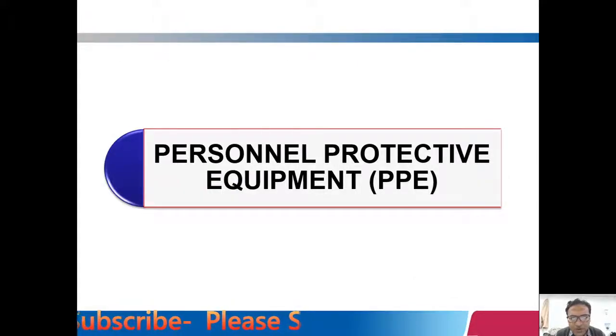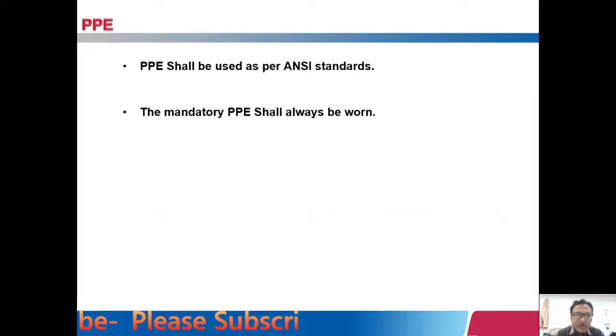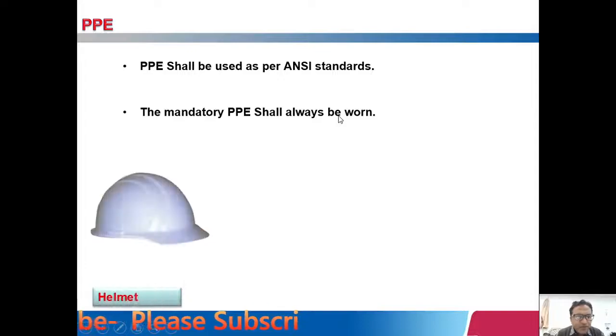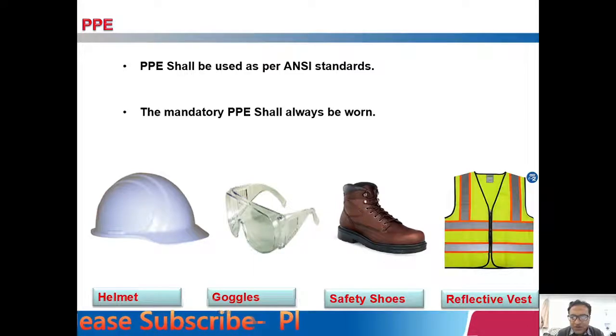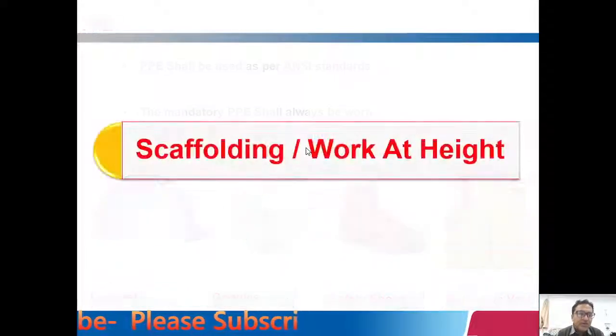Personal protective equipment is also very important for safety orientation. PPE shall be used as per ANSI, American National Standards Institute, and PPE is always considered a last resort. The mandatory PPE shall always be worn, which includes helmet, goggles, safety shoes, reflective vest. These are the mandatory PPEs, and additional PPE depends upon your work requirement. If your work is near a generator or noisy area, you have to wear earplugs like this.